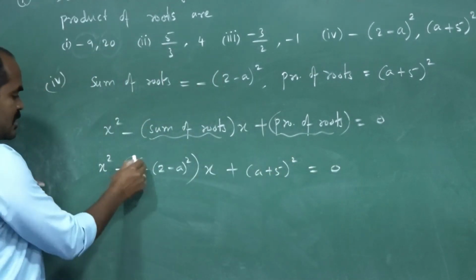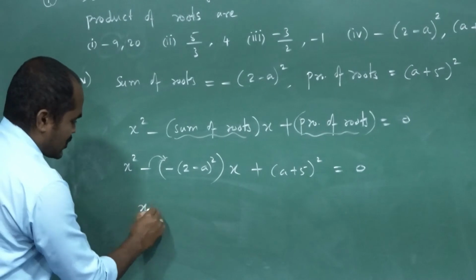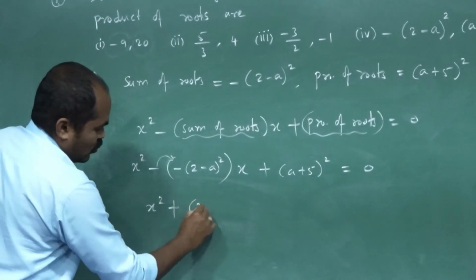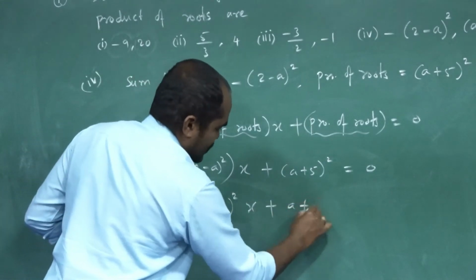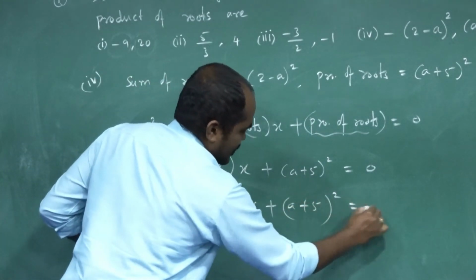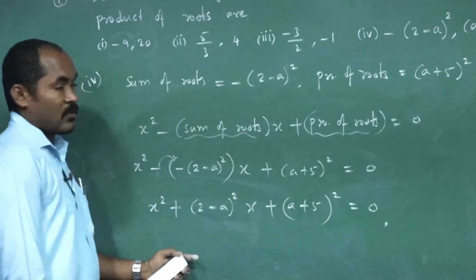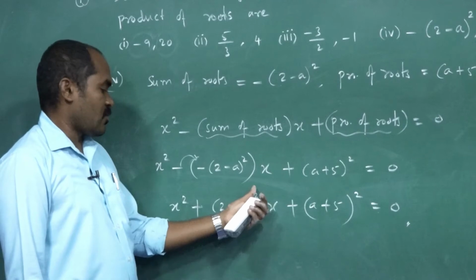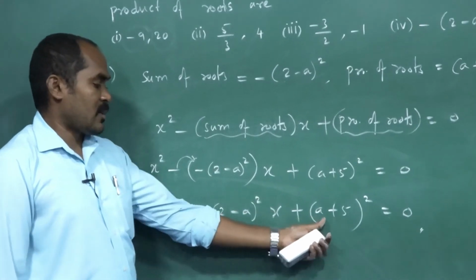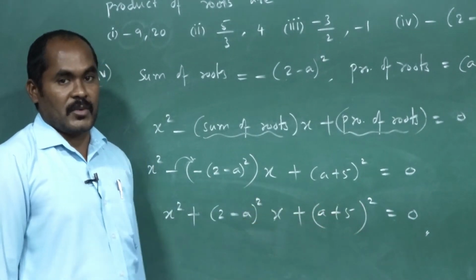So you know minus of minus is plus. So x² + (2 − a)²x + (a + 5)² = 0. So this is our fourth answer: x² + (2 − a)²x + (a + 5)² = 0.